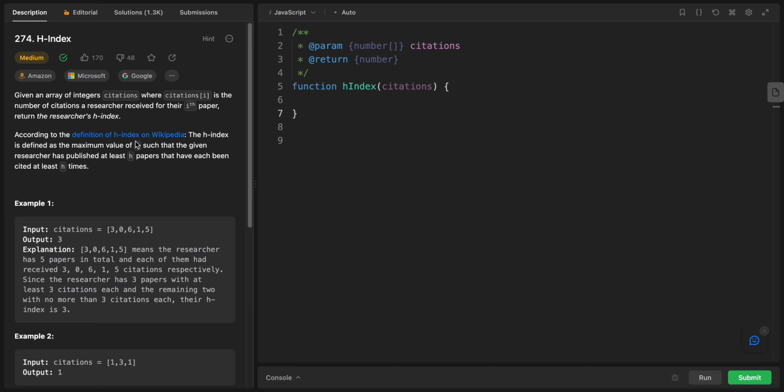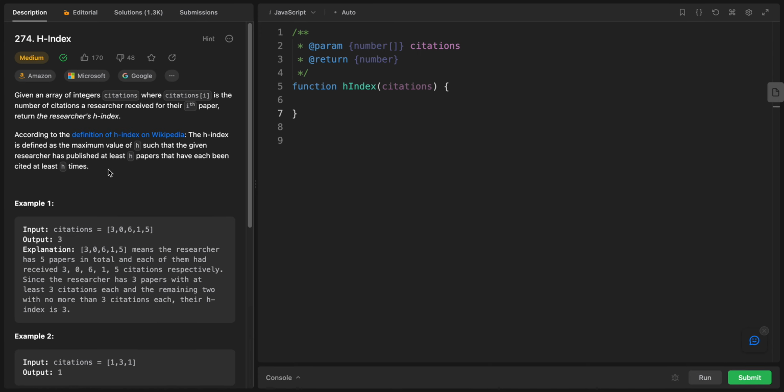It's called H-Index. Given an array of integers called citations, where citations[i] is the number of citations a researcher received for their ith paper, return the researcher's H-Index. The H-Index, according to Wikipedia, is defined as the maximum value of h such that the given researcher has published at least h papers that have each been cited at least h times.